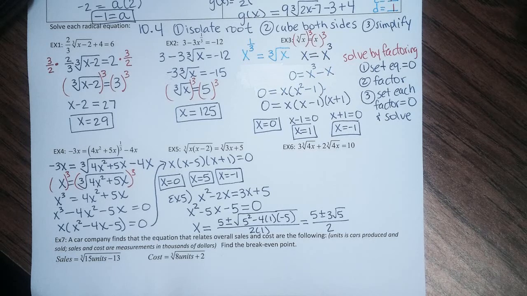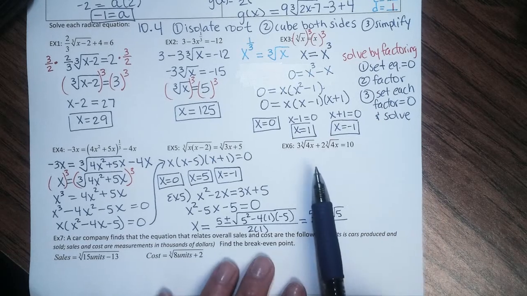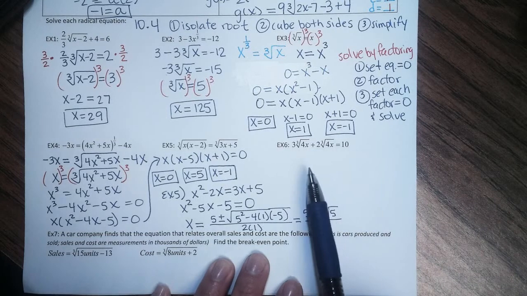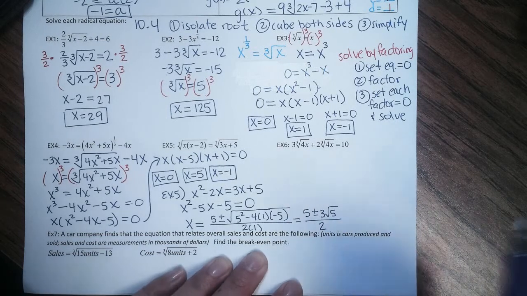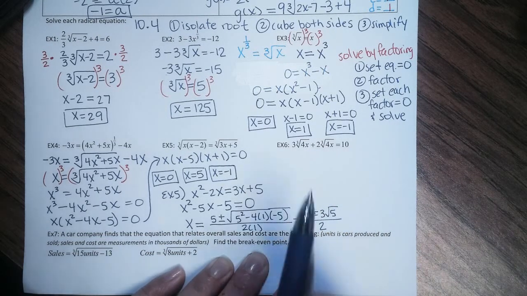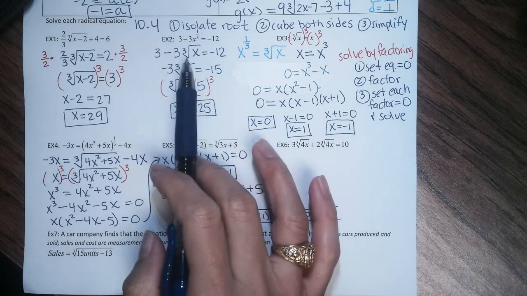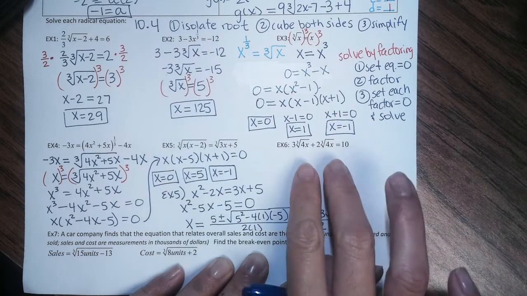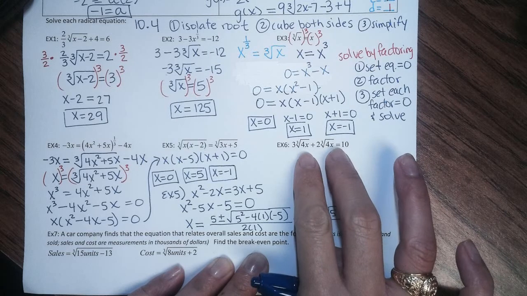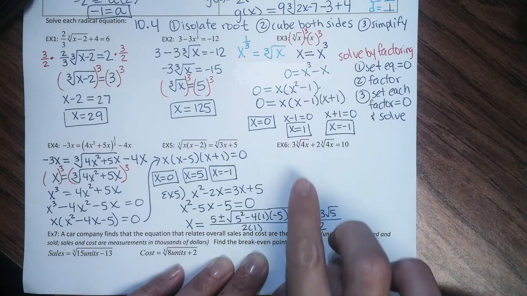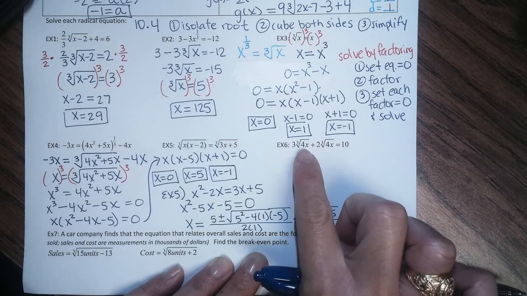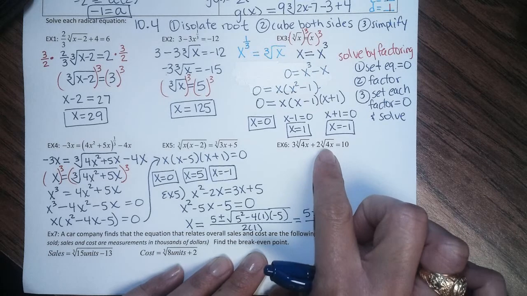And then let's finish the last 2, and then I can answer any questions you might have about any of the stuff we've done. The last 2 examples start with number 6 here. Solve for x. For this one, before you start isolating the root, there are 2 cube roots, but they're like terms, because you have the cube root of 4x and the cube root of 4x.